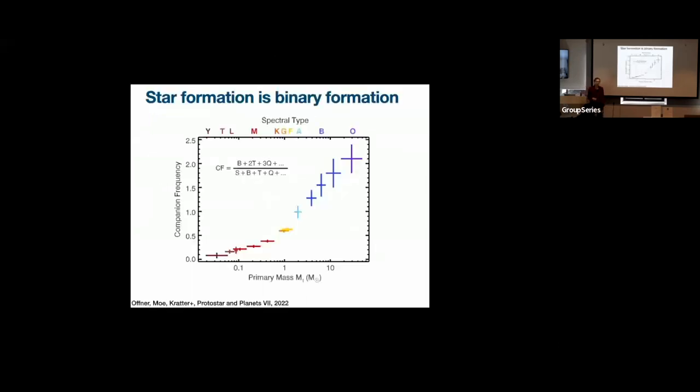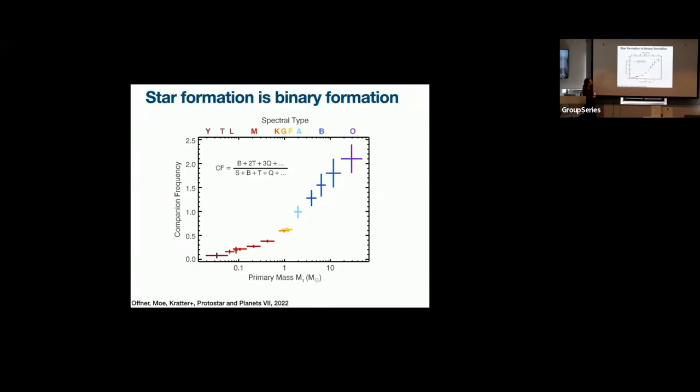So I've started the talk by saying star formation, but I'm going to spend the rest of the talk really talking about binary formation. And I'd like to use this plot to demonstrate to you why I think it's fair to call star formation binary formation. So this comes from a recent PP7 review chapter we wrote. This is primary mass on the x-axis and companion frequency on the y-axis. And you can see that there's this sharp increase in the companion frequency as a function of primary mass, with our sun living right here at a companion frequency of about a half, meaning that roughly half of sun-like stars are found in binary systems.